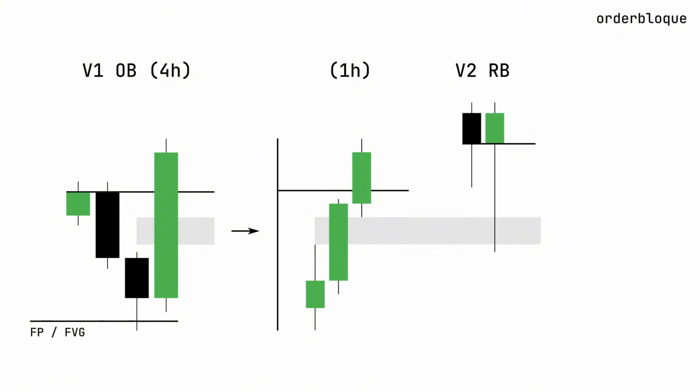When the second variable is a rejection block, the logic remains the same. The entry order is placed at its beginning, and the stop loss behind the movement minimum. But you need to be extremely careful with this because it's very easy to take a loss.